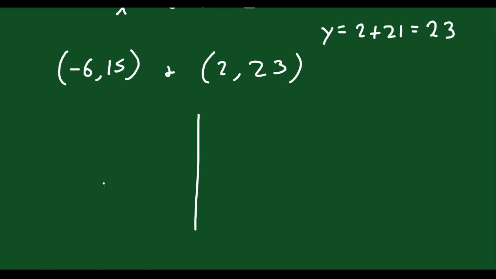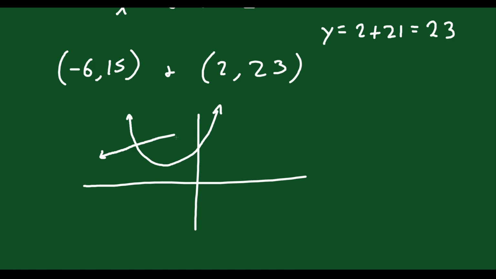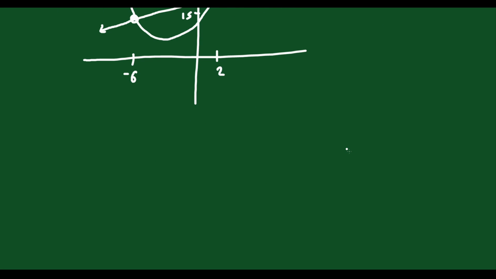And so if you had to imagine it, your function probably looks something like this, and then you have a line coming like this. They cross here and here, right, at (negative 6, 15) and (2, 23). So that's just a very brief sketch of what these two lines probably look like and how they're crossing over each other. Okay, let's do one more example.